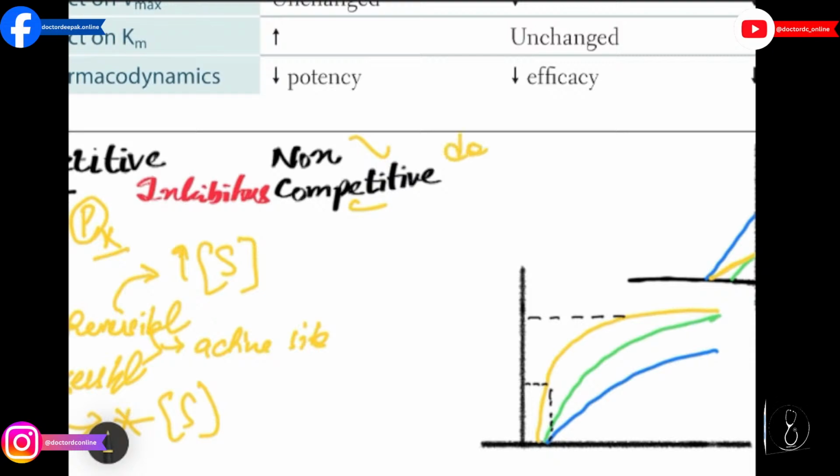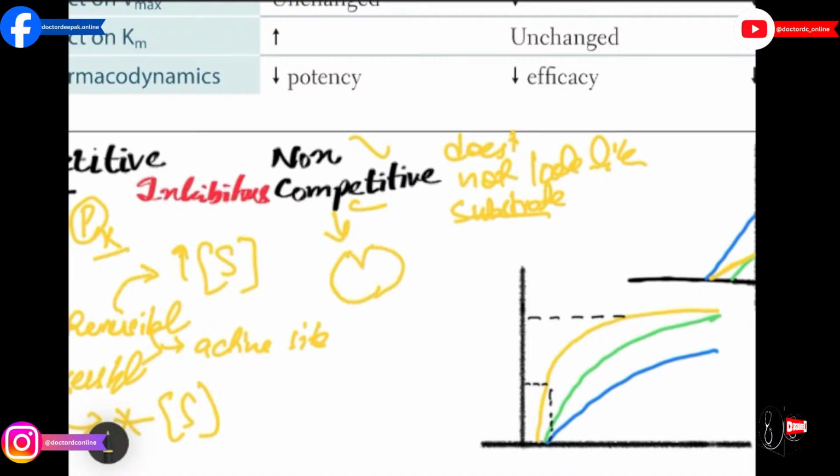This inhibitor does not look like the substrate. And secondly, these inhibitors can be attached at any site of an enzyme. It could be the active site, could be an allosteric site, any site. Whenever the inhibitor is attached to the enzyme, the shape of the active site will be distorted and no substrate will become attached to it. So the activity of the enzyme will be reduced.